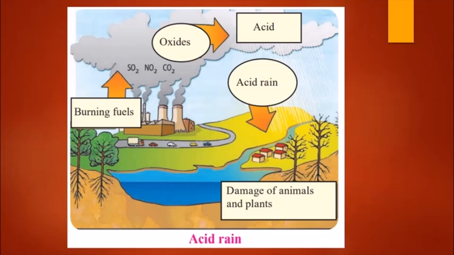Now, another effect of air pollution on the atmosphere is acid rain. When burning of fuels takes place in the industries, the gases which are released are oxides like sulfur oxide, nitrogen oxide, carbon dioxide. All these oxides get dissolved in the rainwater and turn into acids like sulfuric acid, nitric acid, nitrous acid. When the rain falls, these acids fall on the ground in the form of acid rain, and this is called acid rain.